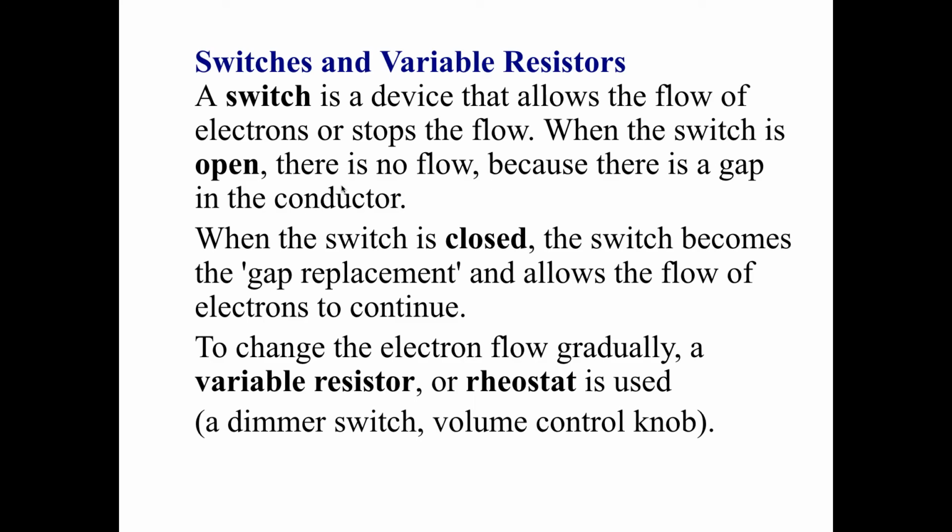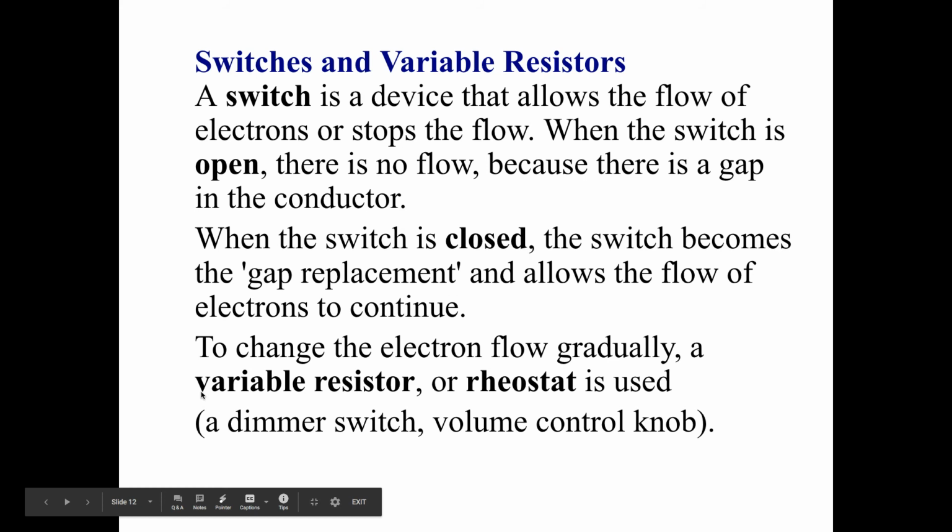So of course, some of the applications of resistors and even with switches. With a switch, we can basically turn off a light, for example, and it's completely off. In some cases, we want to have some of that light still available for us. So consider a dimmer switch. We want to change the flow of electrons gradually. We can use a variable resistor or a rheostat.